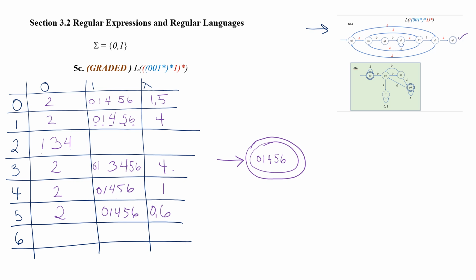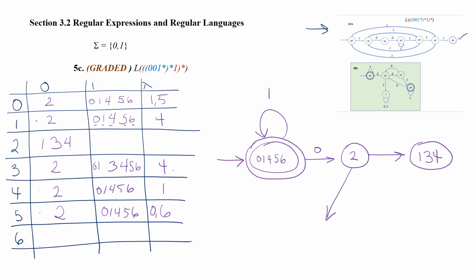So from 0, 1, 4, 5, 6, where do I go with a 0? Well, if I look at 0, 1, 4, 5, and 6, I can go to 2 with a 0. And from 0, 1, 4, 5, 6, I can stay in 0, 1, 4, 5, 6 with a 1. Now from state 2 with a 0, I go to 1, 3, 4. And state 2 with a 1, I'm going to go to my trap state. There's nothing defined right here.